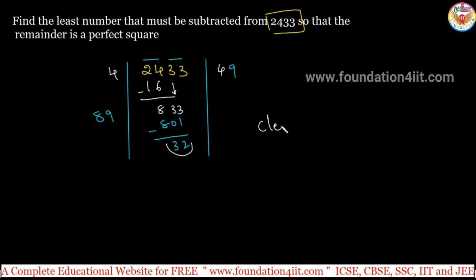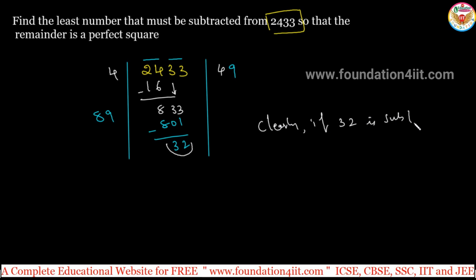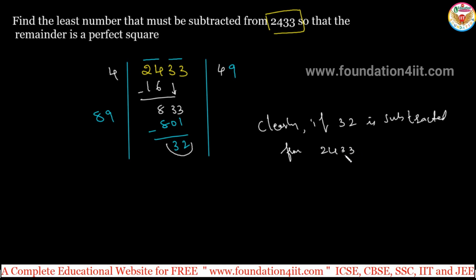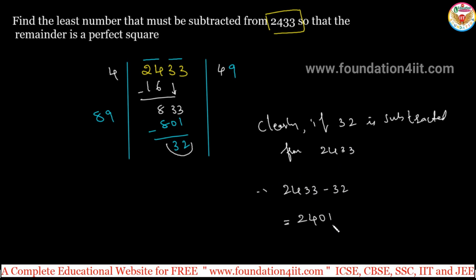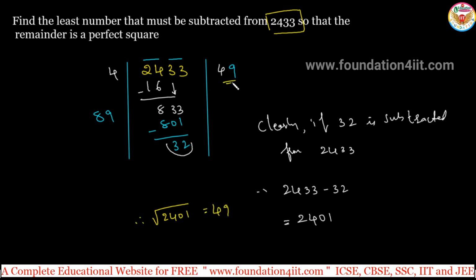So clearly we can say that if 32 is subtracted from the question number 2433, then the remainder will be a perfect square. We can check this also. 2433 minus 32 is 2401. So this is the perfect square now. This is exactly 49, so the square root of 2401 is nothing but 49.